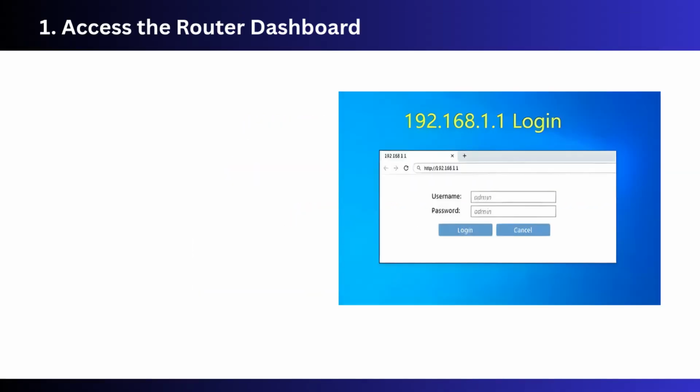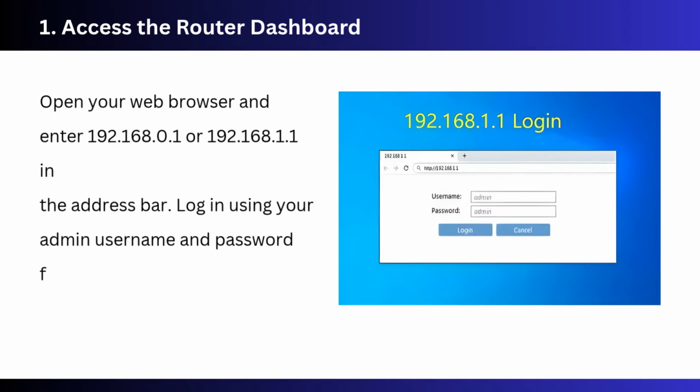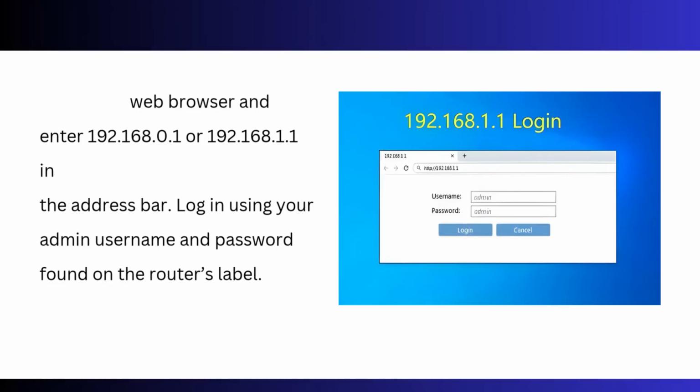1. Access the router dashboard. Open your web browser and enter 192.168.0.1 or 192.168.1.1 in the address bar. Log in using your admin username and password found on the router's label.